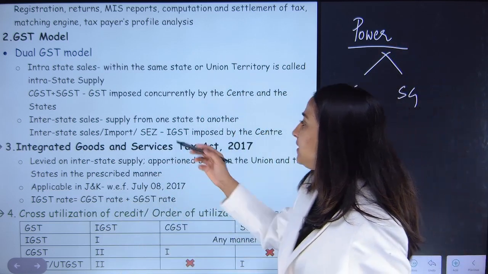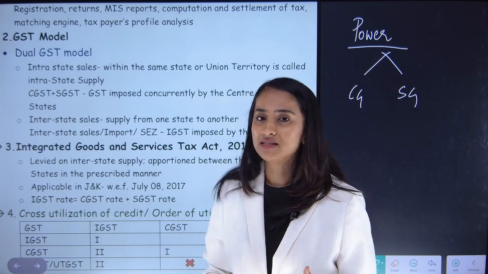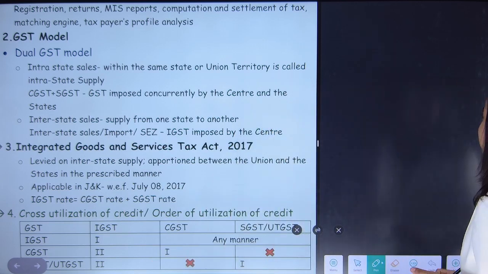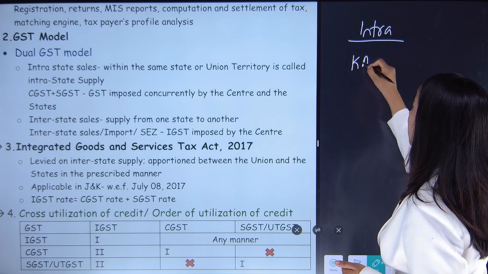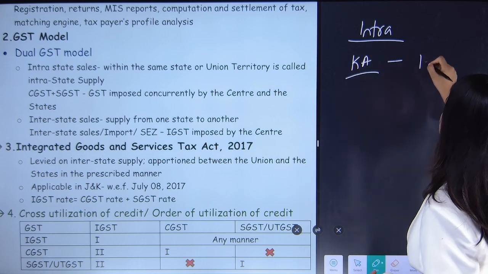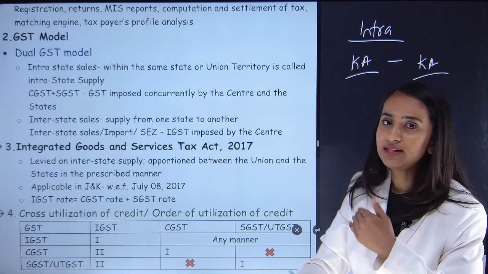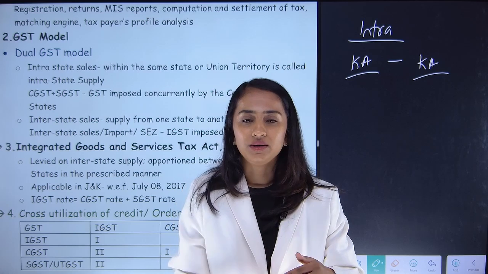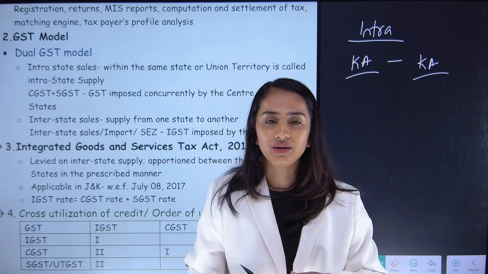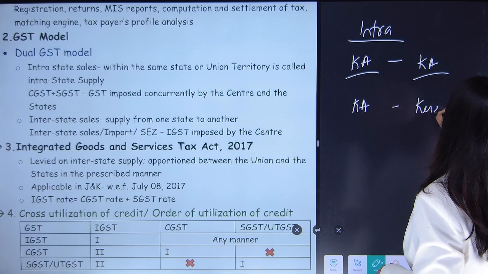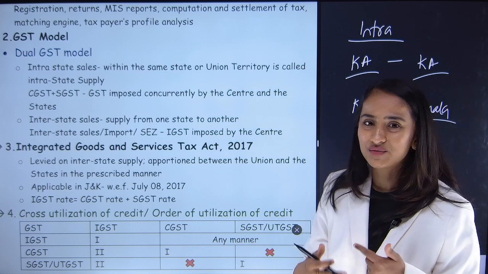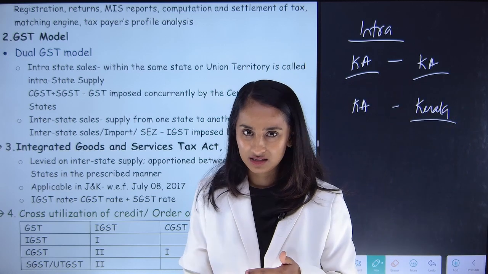Next, what is interstate sales and what is intrastate sales? Please look into the board. Intrastate means whatever is within. If I'm registered in Karnataka, I sell in Karnataka within the state, or within the union territory, if it is within the union territory. But if it is, let's say, Karnataka to Kerala, then this is crossing the boundaries of the state, it's going to be interstate sales, okay.